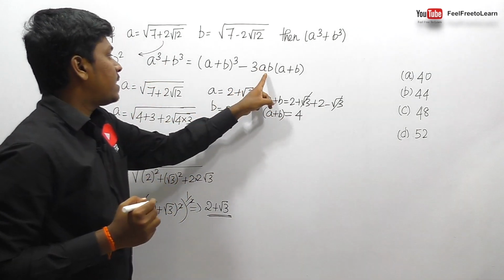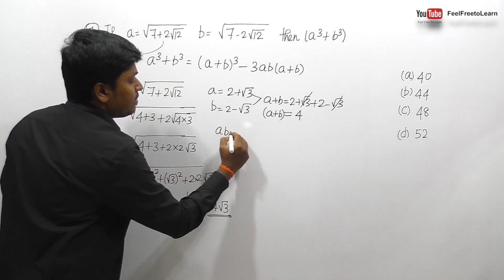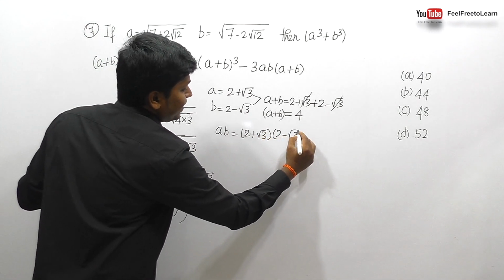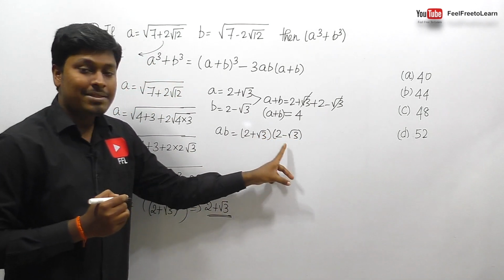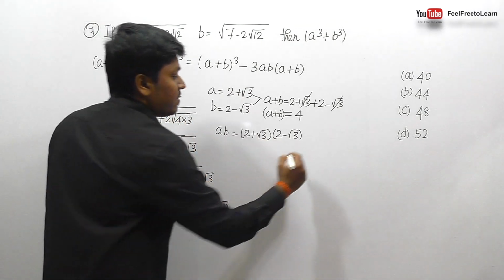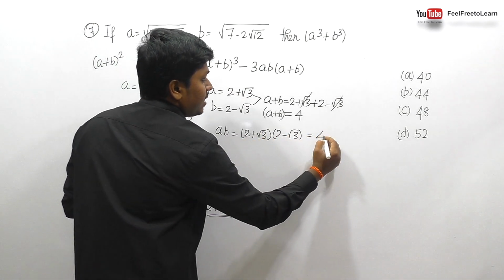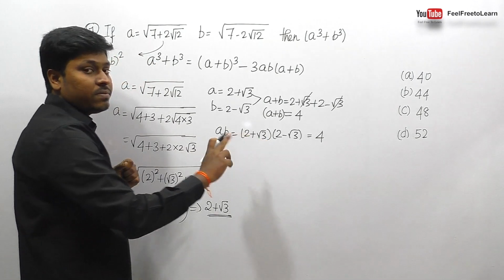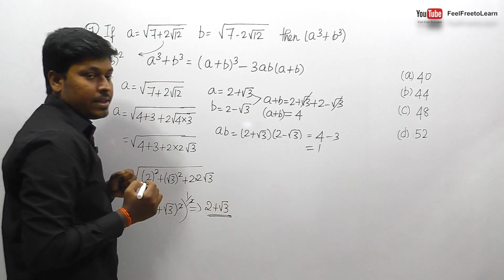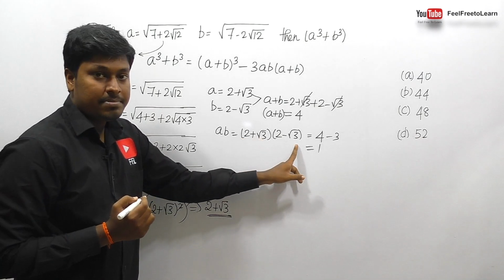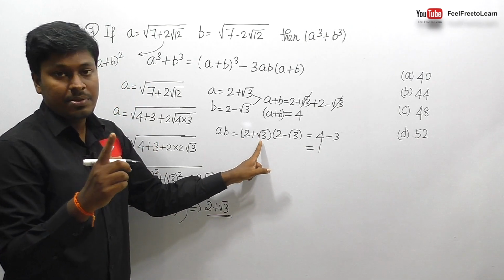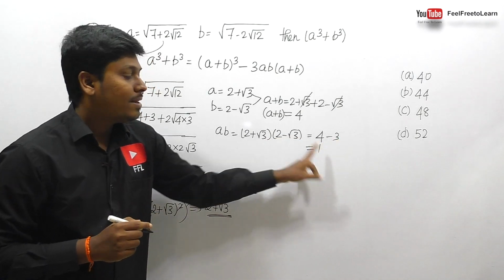Next, our target is to find the value of ab. So ab is equal to (2 + √3) into (2 − √3). Friends, this looks like a format called (a + b)(a − b), which is a² − b². So a² will be 2², that is 4, and b², that is (√3)² will be 3. So 4 − 3 will be 1.